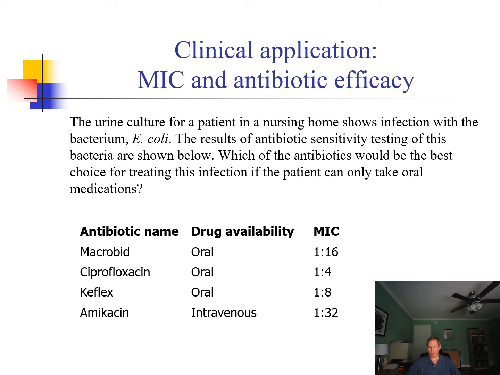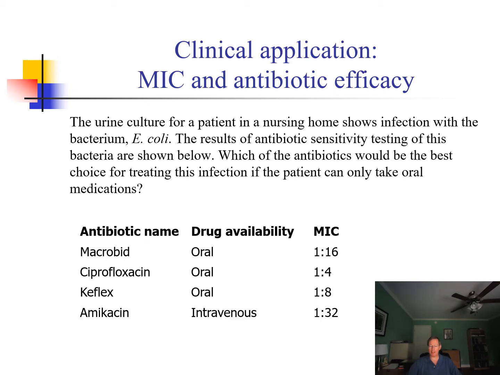So here are an example of 4 drugs, macrobid or nitrofurantoin, ciprofloxacin, Keflex, and amikacin. And my question is, which antibiotic would be best for treating this infection if the patient can only take an oral medication? Now, the lab doesn't know whether or not they're going to take an oral medication, so they will report a variety of antibiotics and the susceptibility. So you have to look and say, oh, only 3 of those 4 possibilities are oral, so I'm going to eliminate amikacin simply because it's not available to me in pill form.